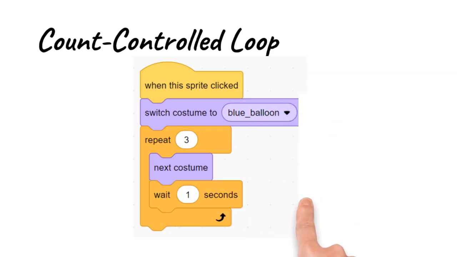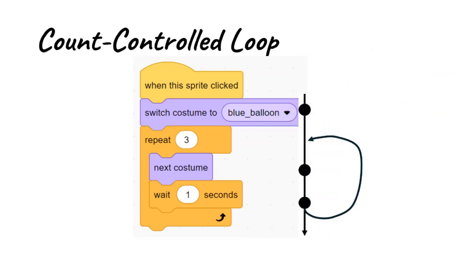Let's now look at what a count-controlled loop looks like in a block-based programming like Scratch. And here we can see it's called a repeat loop, and it's got a number to show how many times it repeats.